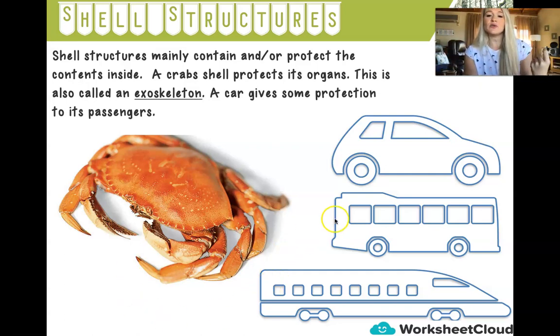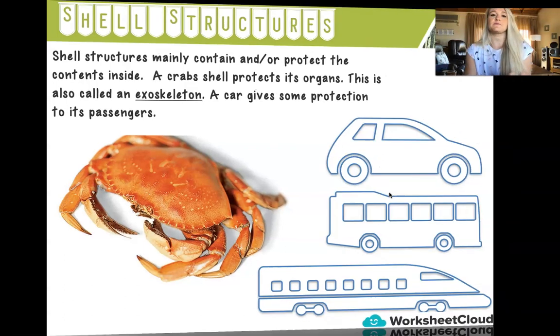Then if we have a look at sort of man-made shell structures, I've put here different modes of transport, because think of it like a frame almost. So it is a shell. Well, it's not a frame. It is a shell, and it contains whatever is inside. So when we're inside the car, it's also there to protect most of the time. And so these are examples of shell structures.